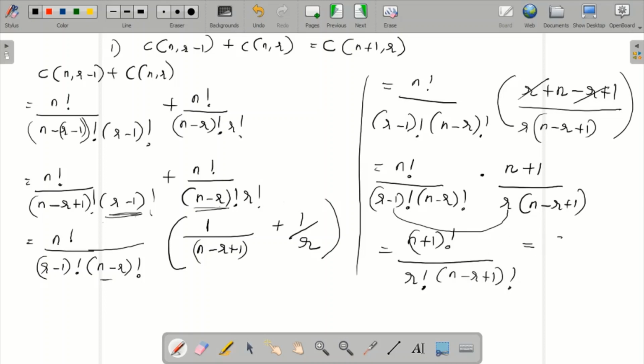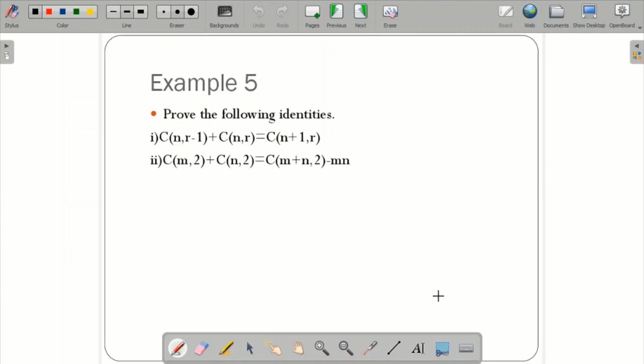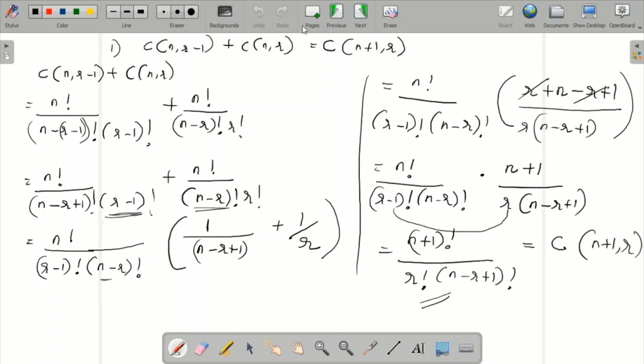So this is nothing but combination of n plus 1 comma r. If you just apply the formula, it would be n plus 1 whole factorial over n plus 1 minus r, so you got n plus 1 minus r and r factorial. So here we proved LHS is equal to RHS. In that, again we had a sub question, the second one. So that is this question. Let me solve it again on the next page.